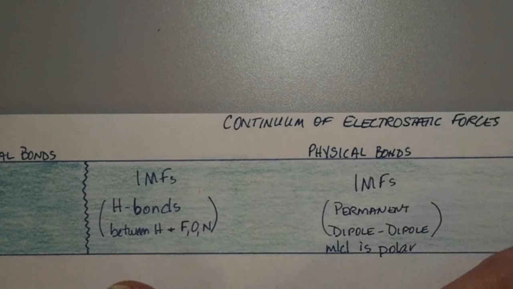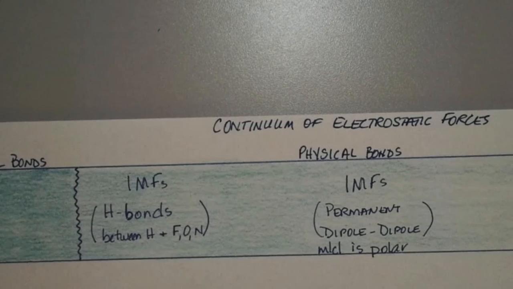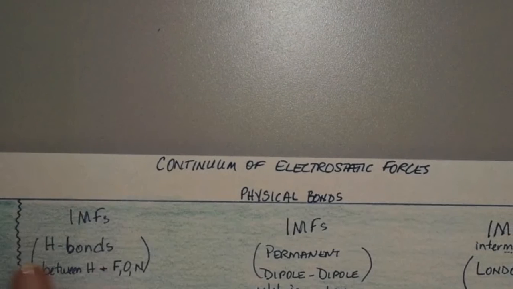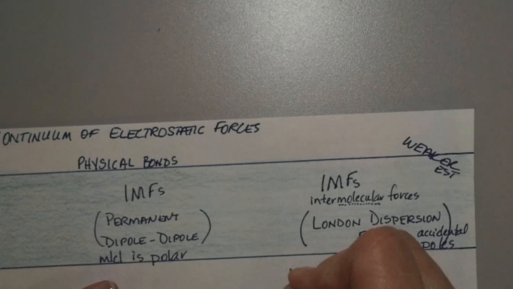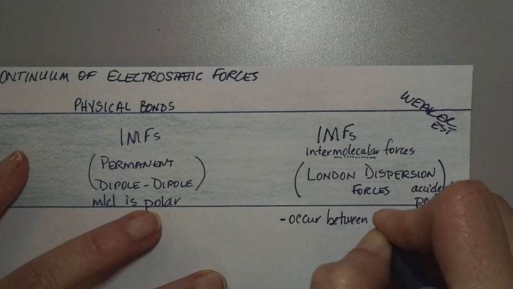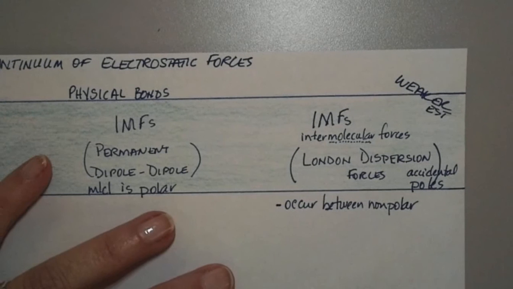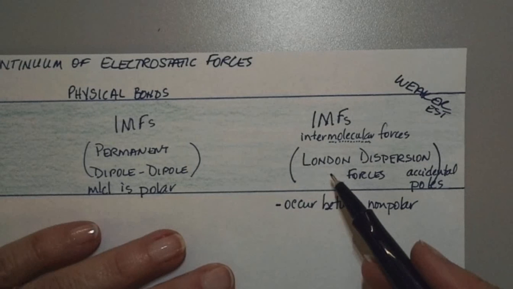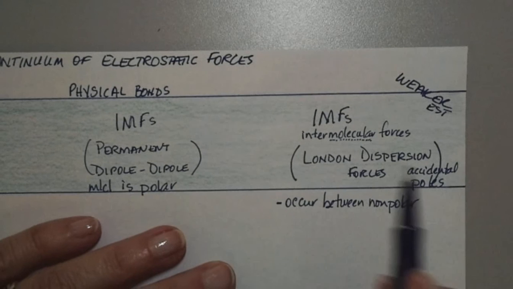All right, so let's go back. We've got the general basics going on here. Let's go back over here to the IMFs. The London dispersion forces occur between non-polar molecules. So during this unit you're going to have to tell is this molecule polar or not. When we talk about London dispersion forces, these happen in non-polar molecules. So even when something is non-polar, you can still have these IMFs that occur. The bigger it is, the more likely you're going to have it.